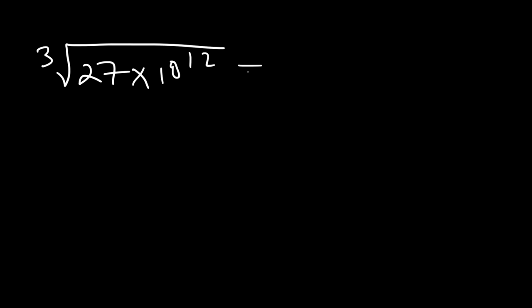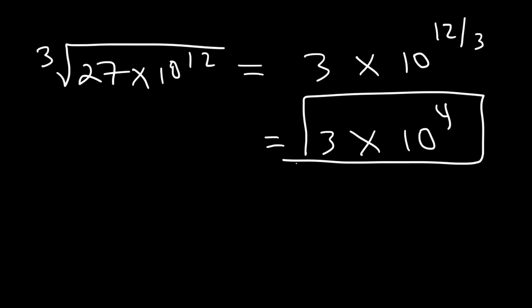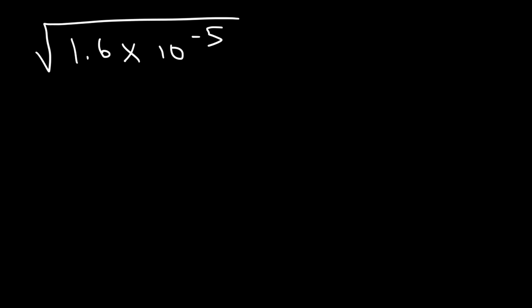Now what about the cube root of 27 times 10 to the 12? The cube root of 27 is 3, because 3 times 3 times 3 is 27. The 12, we need to divide it by 3. 12 divided by 3 is 4. So the answer is 3 times 10 to the 4, which is 30,000.